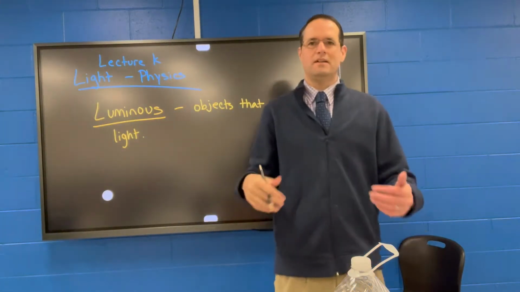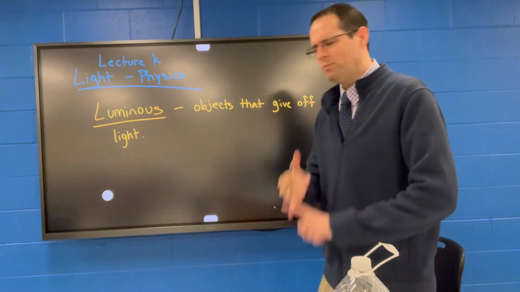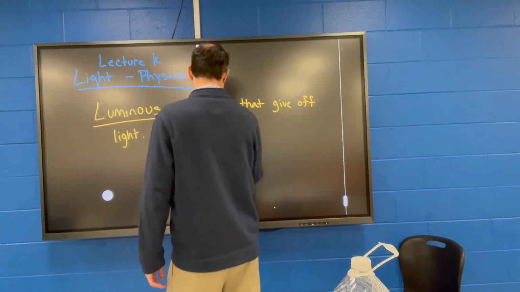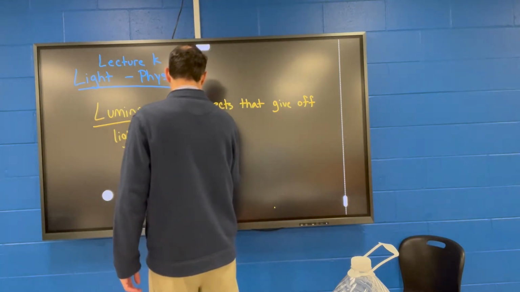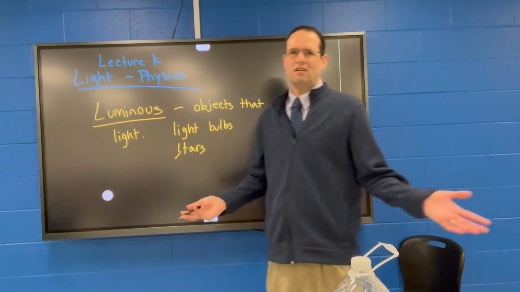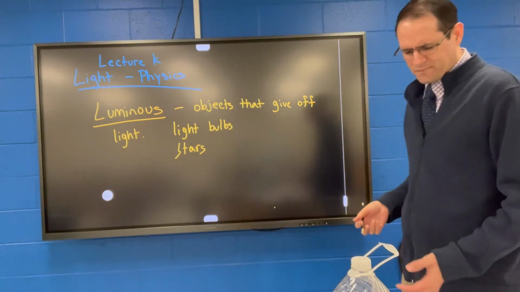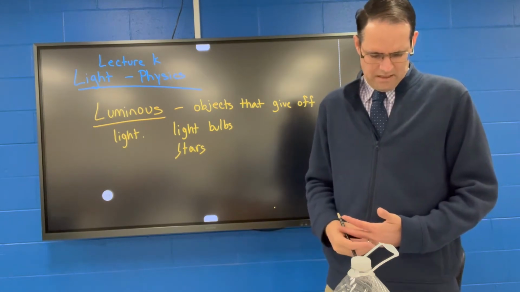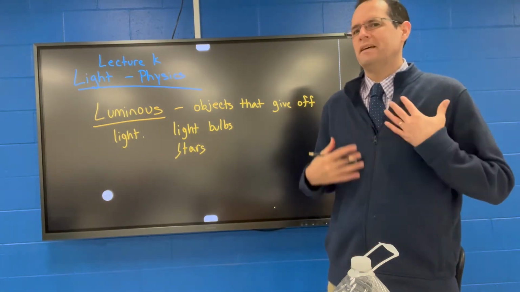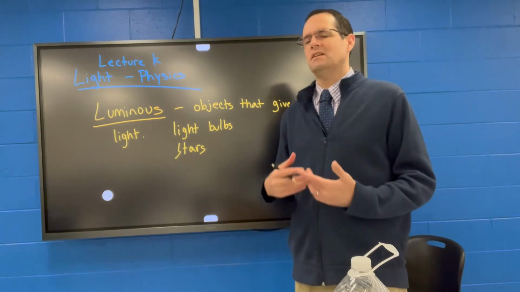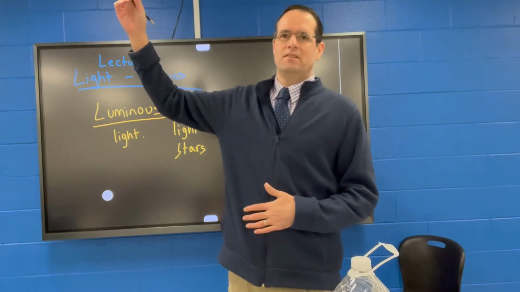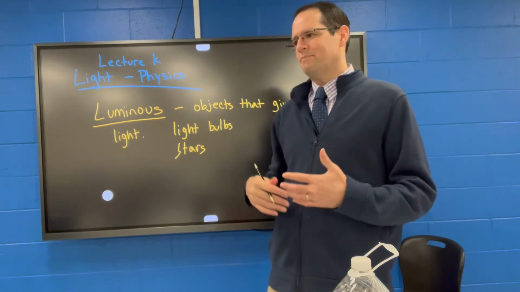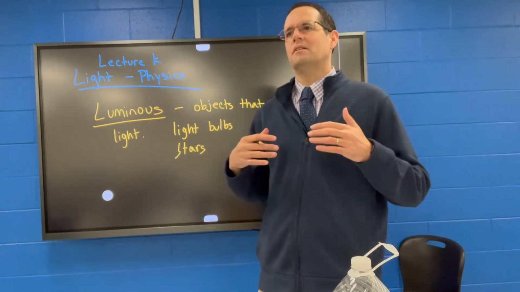These can be light bulbs, stars, including the sun. Okay, we wouldn't really call my shirt luminous because it's reflecting the light of the fluorescent light bulbs in this room. So don't confuse any kind of colored object as luminous.